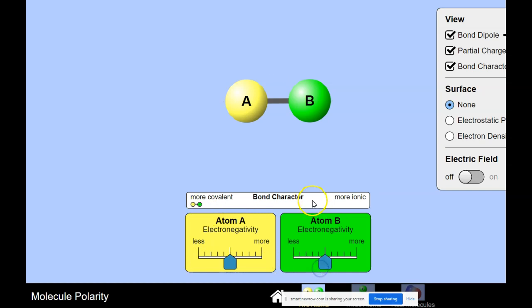Now, even if they're both medium, again, it's still perfect sharing because they have identical electronegativities, no difference between them. And even if they both have high electronegativities, if they're the same, they will still be perfectly covalent, perfect sharing.